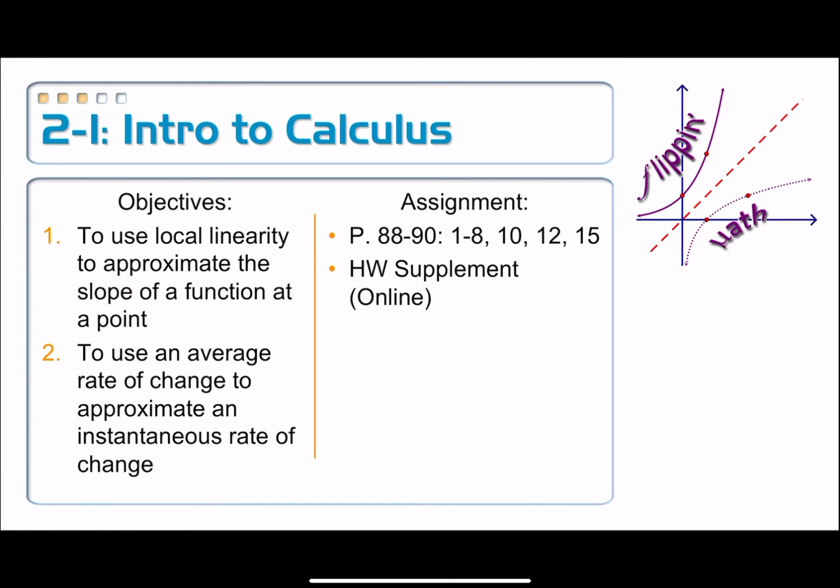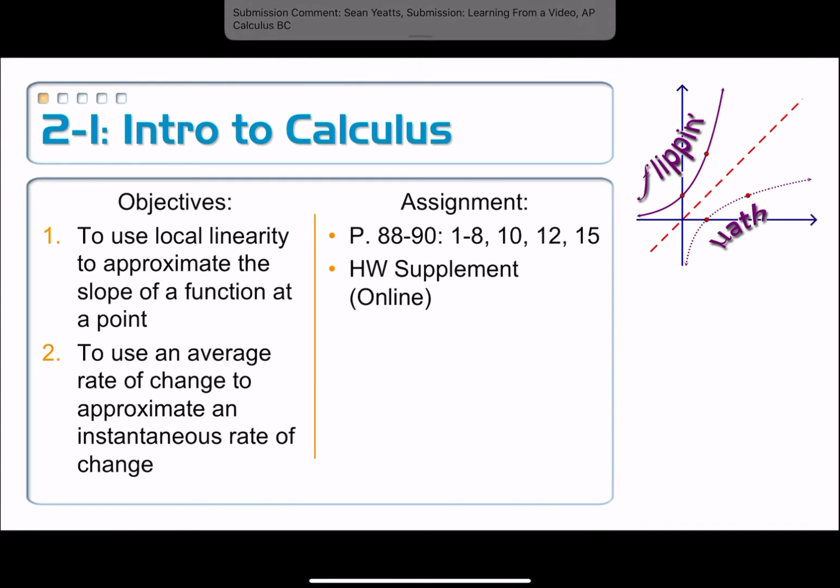Our second objective, second half of this, is to use an average rate of change to approximate an instantaneous rate of change. Average rate of change is the only kind of rate of change that you were able to calculate prior to calculus. It's the same thing as slope, right? The change in distance over the change in time. For example, if you were taking a trip and your trip was 120 miles and it took you 2 hours to get there, 120 divided by 2, you had an average speed, or an average rate of change, of 60 miles per hour, right?